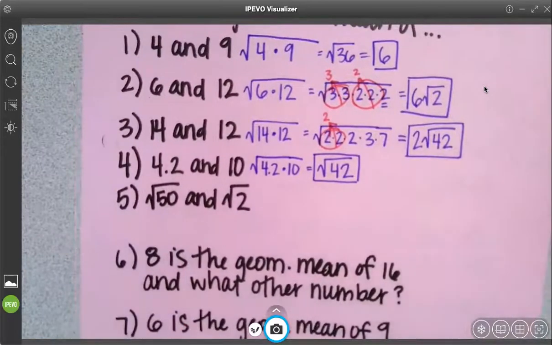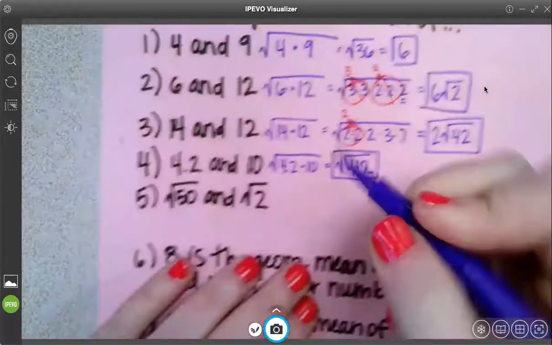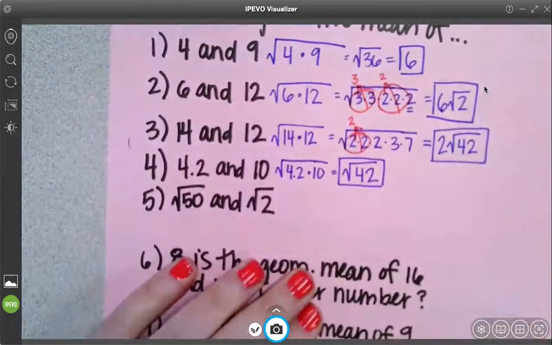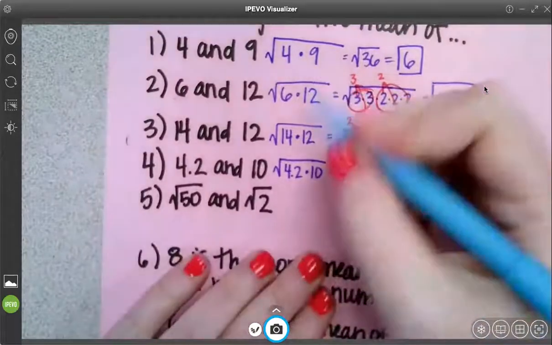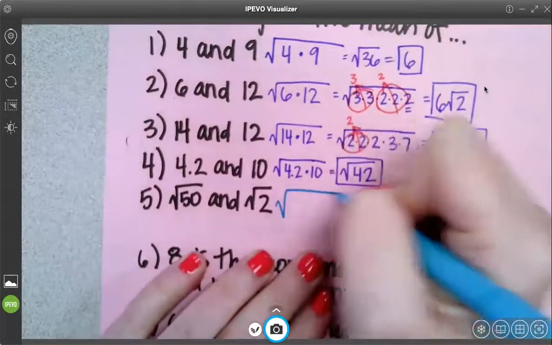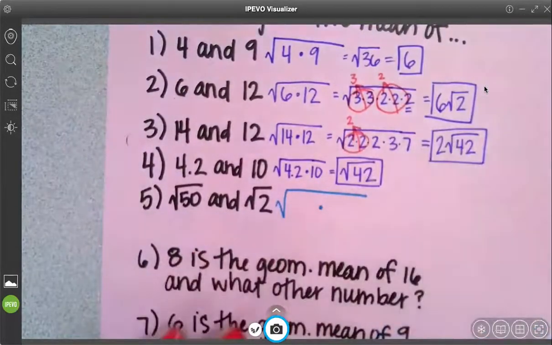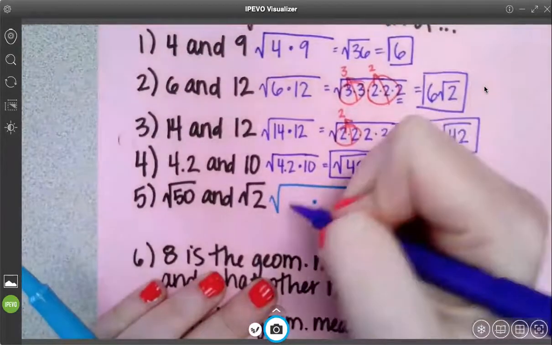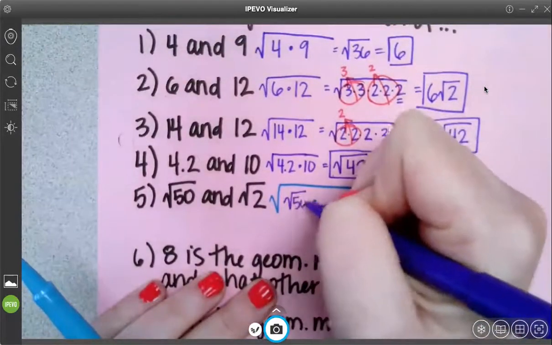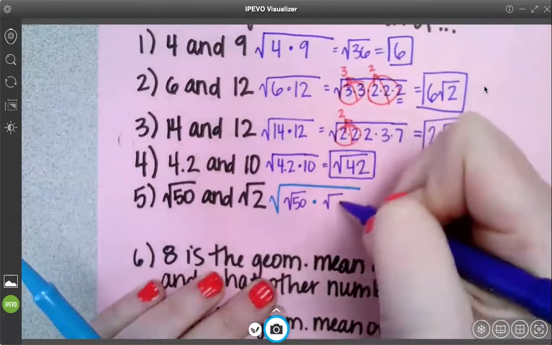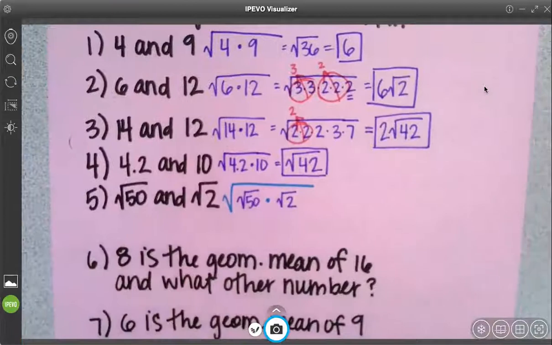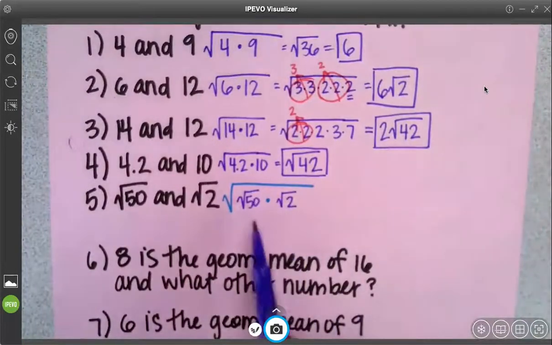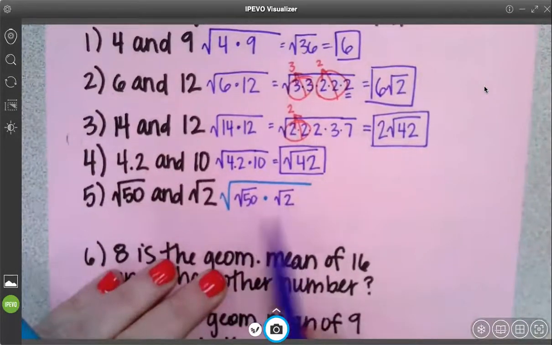And then last, we have square root of 50 and square root of 2. So in order to keep things organized here, I'm going to set up my geometric mean in a different color. So I'm taking the geometric mean of the square root of 50 and the square root of 2. It's a lot of square roots. It's okay, don't freak out. When you have two numbers that are under matching radicals, you can multiply those numbers together.